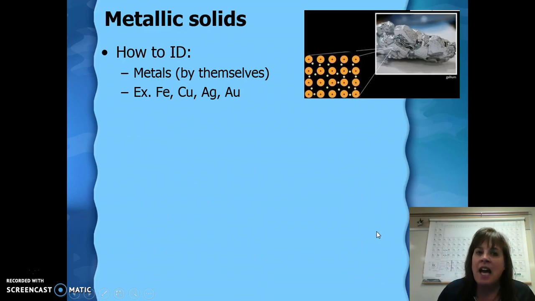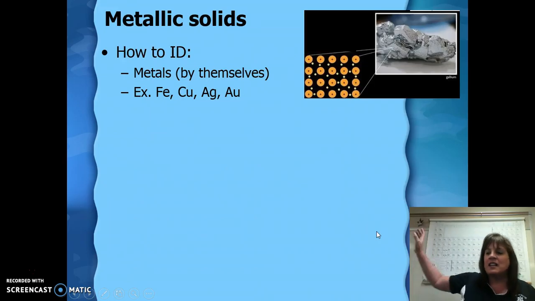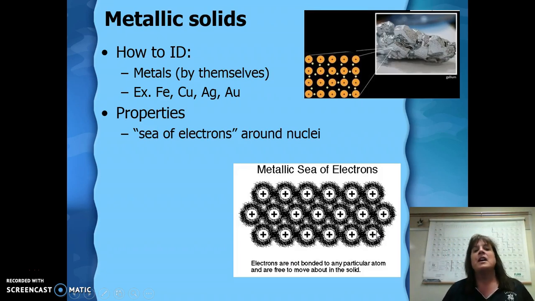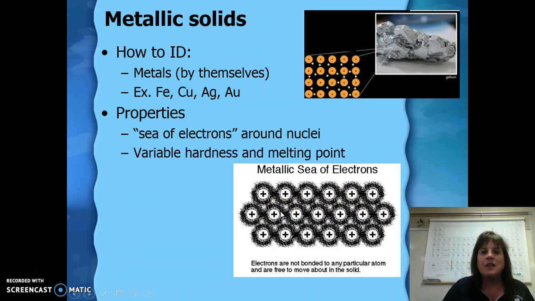Then we also have metallic solids. A metallic solid is a metal by itself, like iron or copper or silver or gold or any of the stuff over here when it's all by itself, not bound to something else. One of the properties which makes metals very unique is they have a sea of electrons. And what that means is that the electrons aren't bound to the nuclei. They're not bound to the protons they came in with. But they're actually free to roam all the way around. They're kind of like wanderers in the metal.